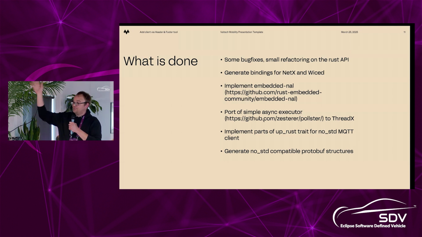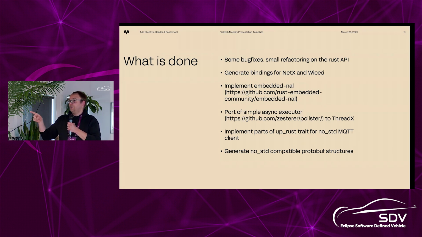Then I've implemented on top of that parts of this uProtocol Rust trait, and there is a uProtocol transport trait for this. I've implemented this transport trait for this MQTT client, which is available on crates.io. I think it's called mini MQ. I think we will see it later on.